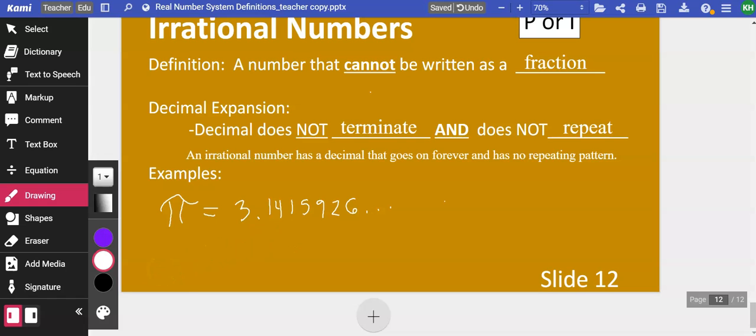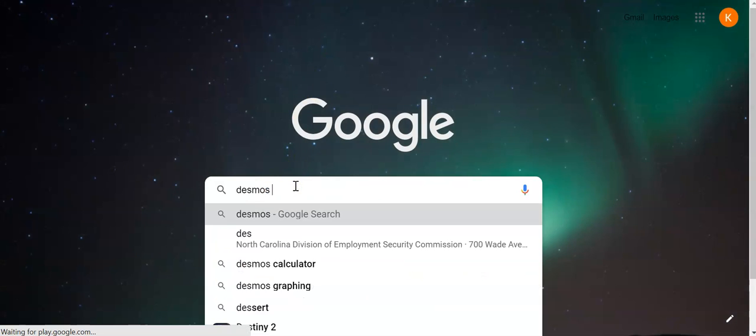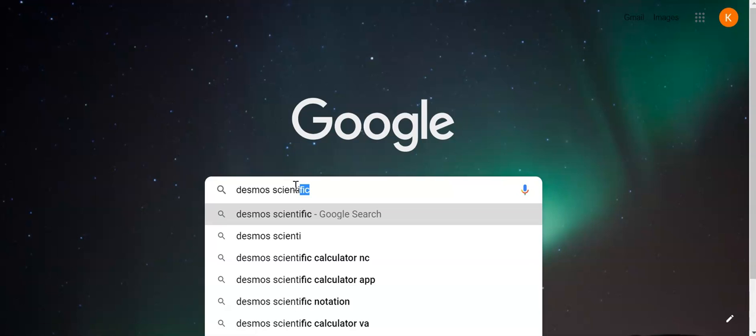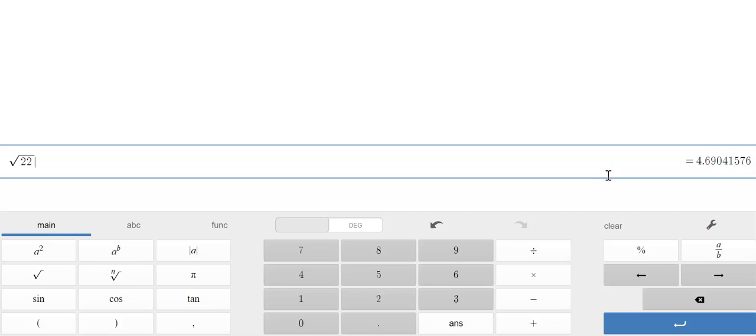All right, so let's look at another example. Another irrational number would be the square root of 2. If you take the square root of any non-perfect square, you will get an irrational number. We've also talked about this another day. Let me grab a calculator for this. So let's go to the Desmos scientific calculator. And I'm going to type in for you the square root of 2. Oops. I didn't mean to type in the square root of 22. Let's try that again.